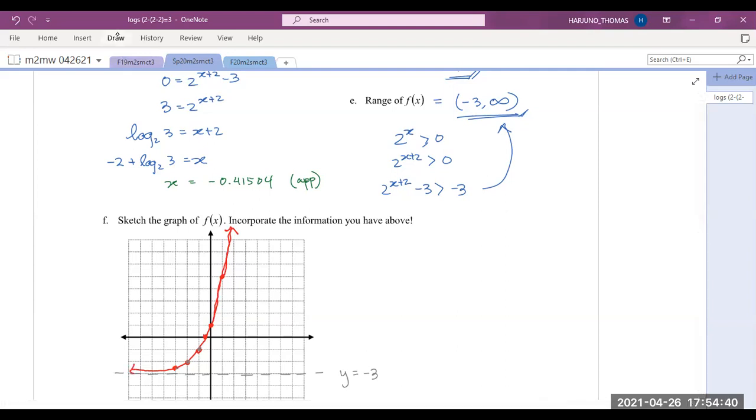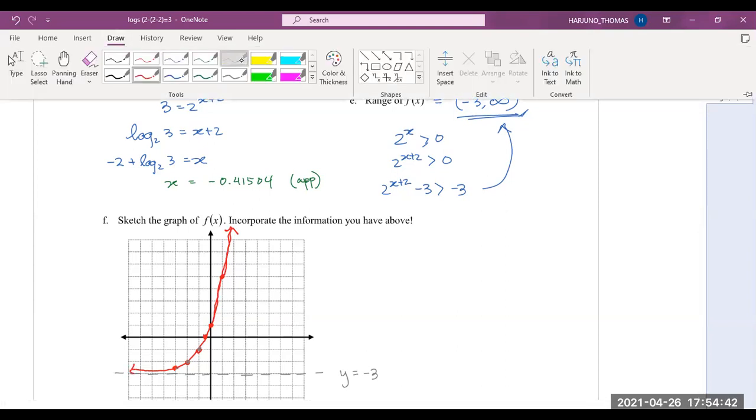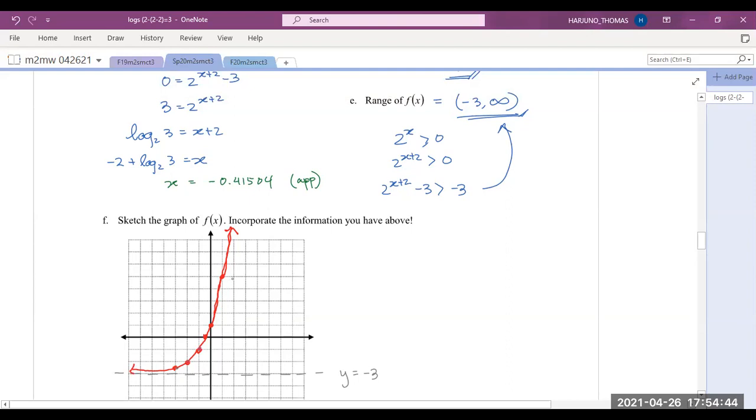Now, a little discussion. Notice that the coordinate that I used here was not part of your important coordinates, and it's also not part of your x-intercept or y-intercept. Okay, so do I have to put it there, Thomas? No, you don't have to. But if I were you, I would.